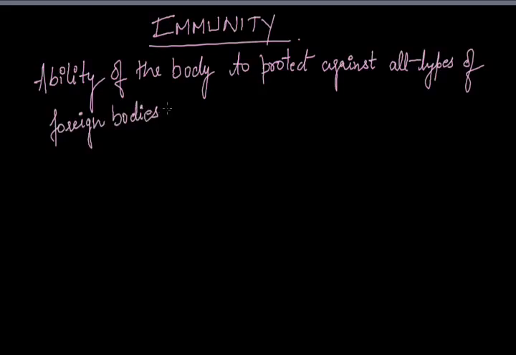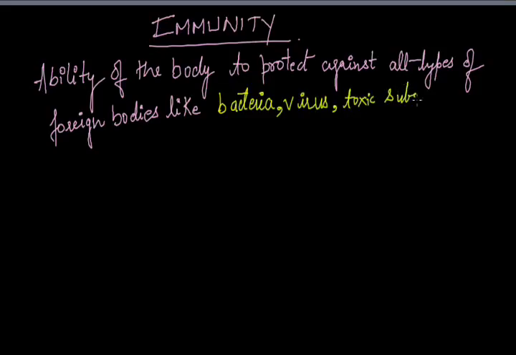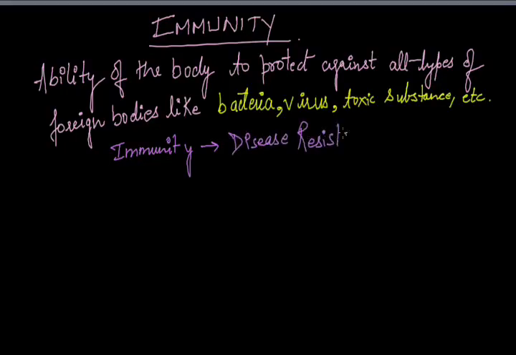That means which are not our self bodies, which are not familiar to our bodies, like bacteria, many pathogens, viruses, toxic substances, etc. So immunity is a body response against any non-self antigen or non-self body. So we can also say that immunity is a disease resistance. If we have immunity in a body, then we will be free from disease. That is, it is a disease resistance.